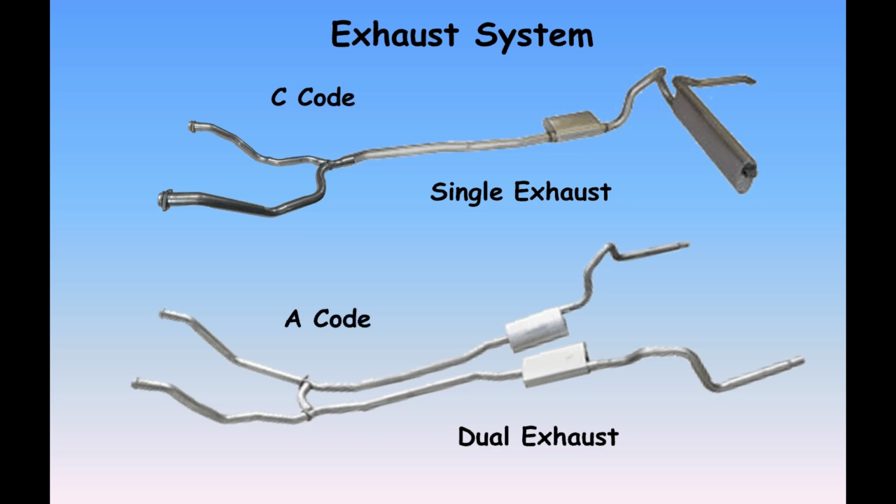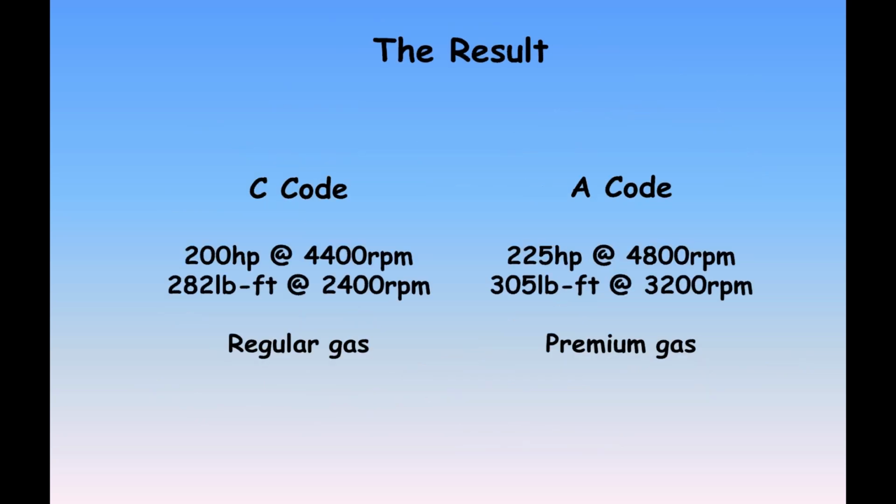Now, what does that result in? So the C code has 200 horsepower at 4,400 RPM. The A code, with that higher flow of gas, putting more gas into the engine with that 4-barrel, and with the dual exhaust, so you've got more in and out, gets us 225 horsepower at 4,800 RPM, running on premium gas, giving us a little bit extra kick.